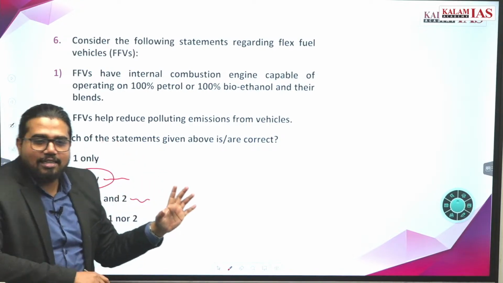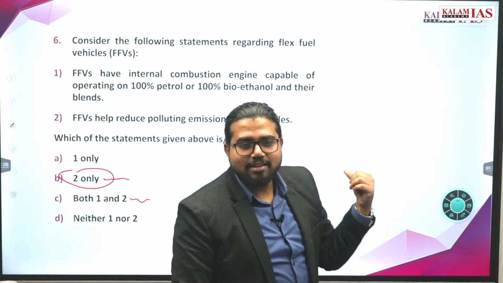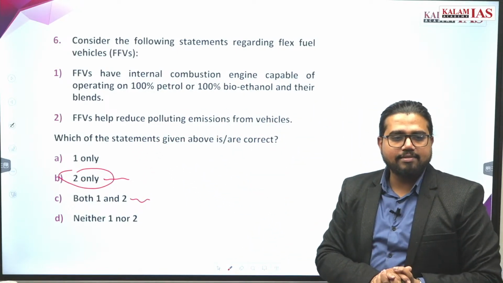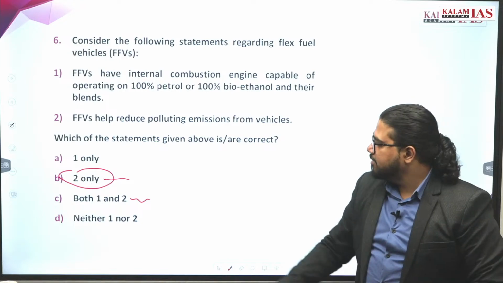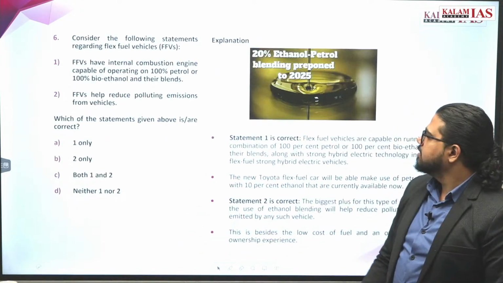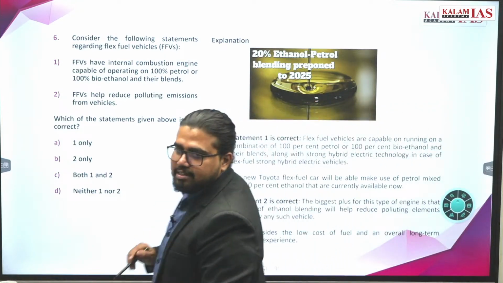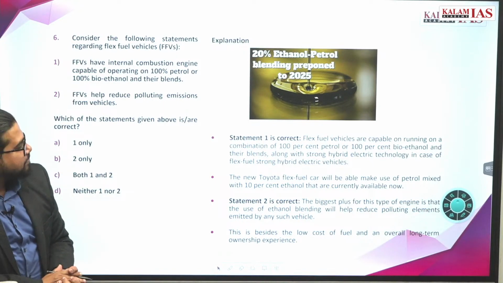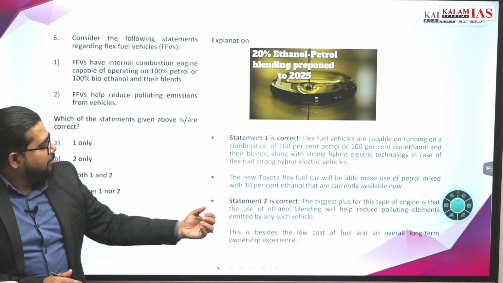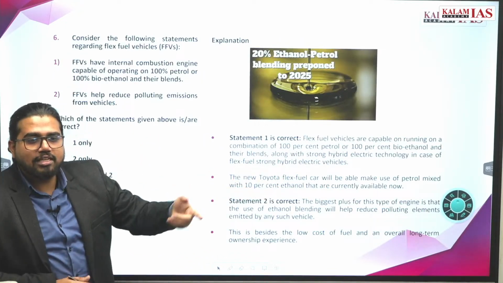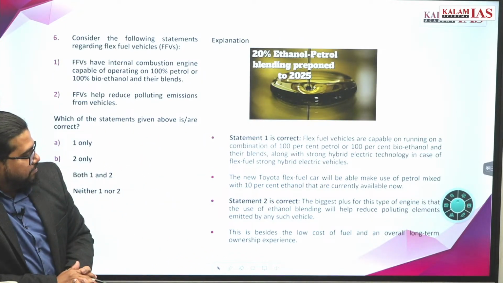Even though the answer is incorrect, the answer is C in this question. But the logic is correct. Second statement should be anyway 100% correct. So here we have both 1 and 2. This is the government target: by 2025 we should have at least 20% ethanol. Statement 1, statement 2, all are correct. Toyota flex fuel car was recently released. This was the car we were citing.